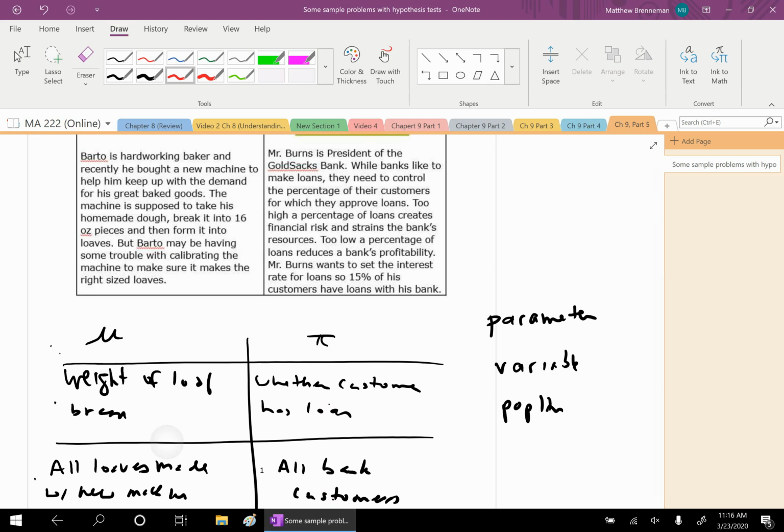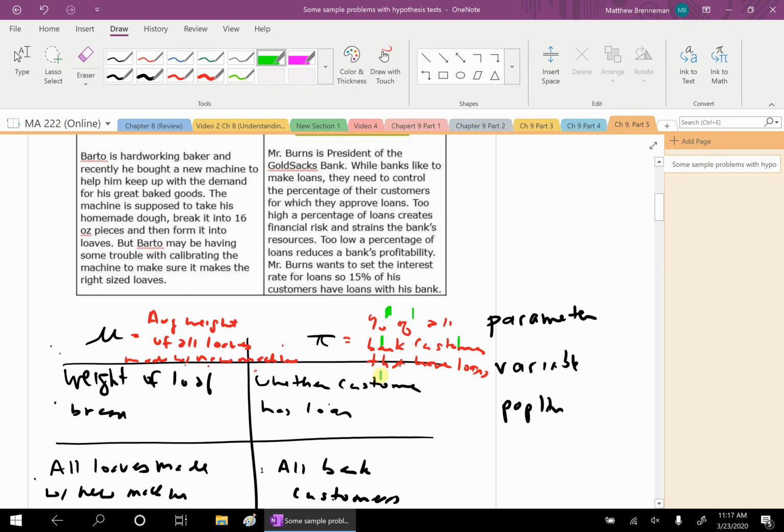Mr. Burns, he's going to be interested in the percentage of all the bank customers that have loans. So let's just write this out. This will be the average weight of all the loaves made with the new machine. Okay. Average weight of all loaves made with new machine. And the population percentage is going to be the percentage of everyone in the population, all bank customers, that fall into a certain category, that have loans. Okay. So, percentage of all bank customers that have loans.